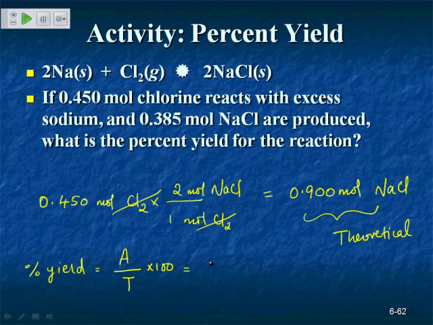So when you just plug in the numbers, 0.385 is your actual yield, and theoretical yield we just calculated 0.900, multiply that by 100%. What is our percent yield here? 42.8%.